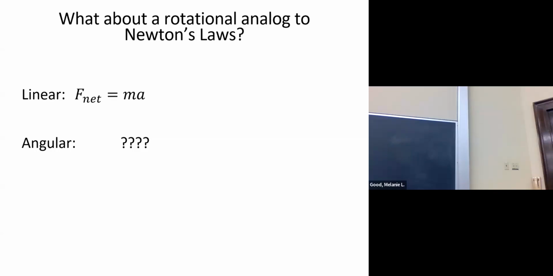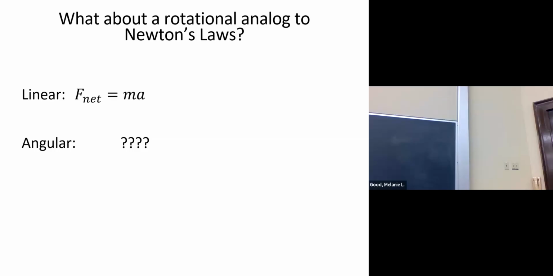It can't quite be forces because the unit is wrong, because moment of inertia is kilogram times meter squared. So what could I have instead? Any ideas on what belongs on the left-hand side for my angular analog to Newton's second law? Torque. Very good. So torque.